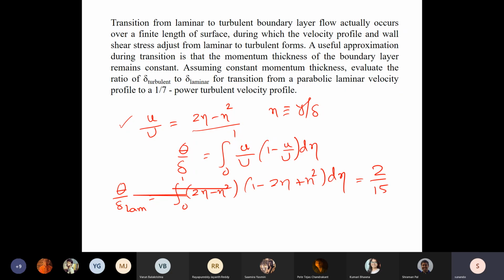So I hope that you do not have any question. If there are any questions, I'll be glad to answer. But I simply use the parabolic velocity profile, the definition of the momentum thickness, and incorporating this expression for u by U, we would obtain this value.